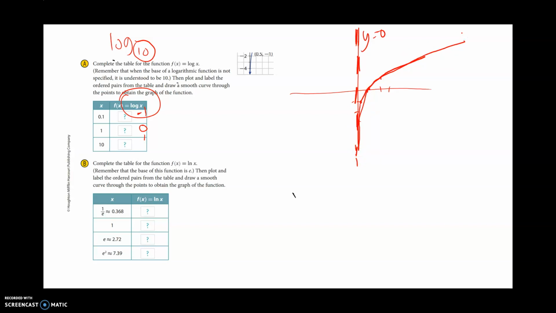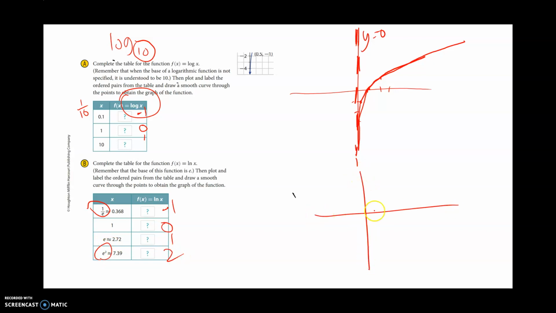If we do the same thing for the natural log, here what we were doing was 1 over 10. Here we're graphing 1 over e. So the natural log of 0.368 is going to be just about -1. The natural log of 1 is 0. The natural log of 2.72 is 1. The natural log of 7.3, right, e squared, is going to be 2.